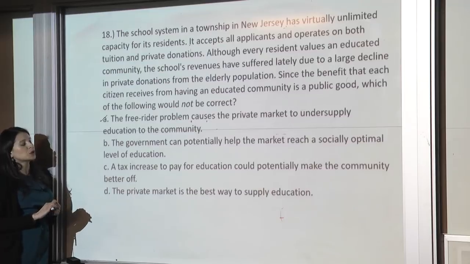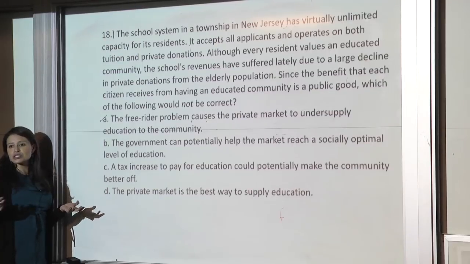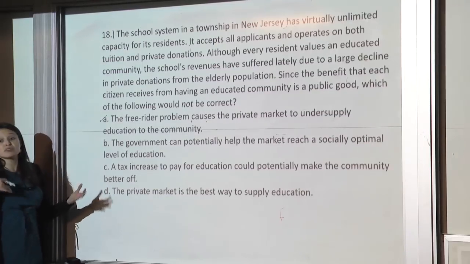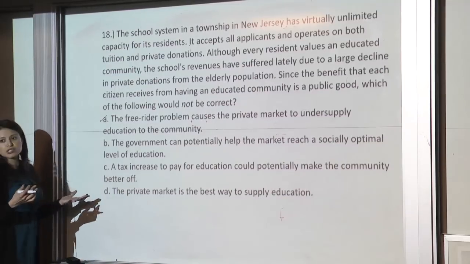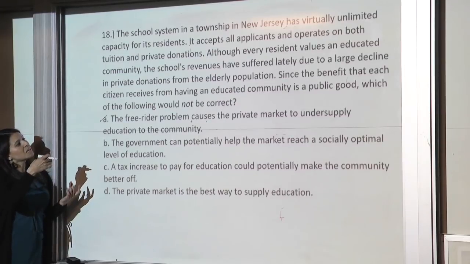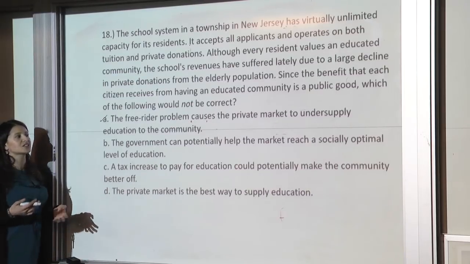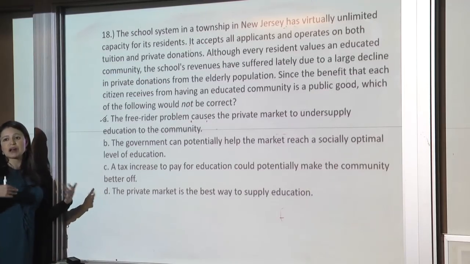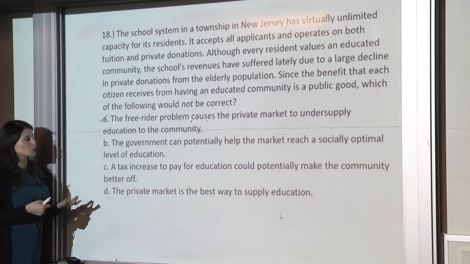The government can potentially help the market reach a socially optimal level of education. Yes, when we are talking about public goods, the government can do some subsidy or intervene somehow to get to the socially optimal production, okay? Since every citizen benefits from it, there are differences between private cost and social cost. So the government intervention will be good.